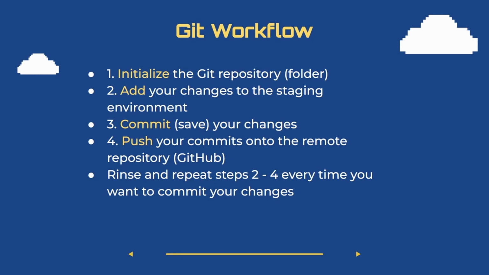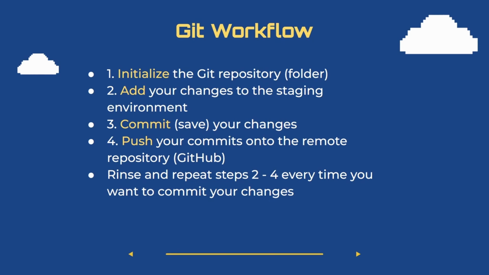So first, let's say you have a folder with all your game files or code. So how do you start using Git on it? You first need to tell Git that you want to use that as a local repository. So that's what initializing the Git repository is. And you only have to do that once. Once you did that, that folder's already initialized. You don't have to repeat that step.